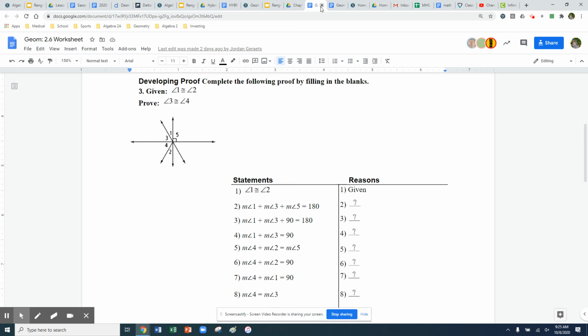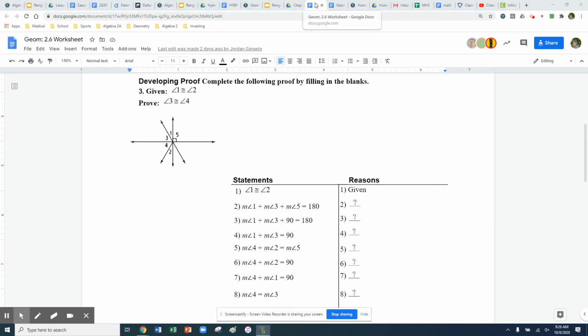All righty, here we go. You guys ready? 7-step proof. All right, so here's our goal. We want to complete the following proof by filling in the blanks. Given that angle 1 is congruent to angle 2, we want to prove that angle 3 right here is congruent to angle 4. And unfortunately, we can't just say, oh, they look like they're equal, so they must be equal. We can't just say they look like that. We have to actually prove it out.